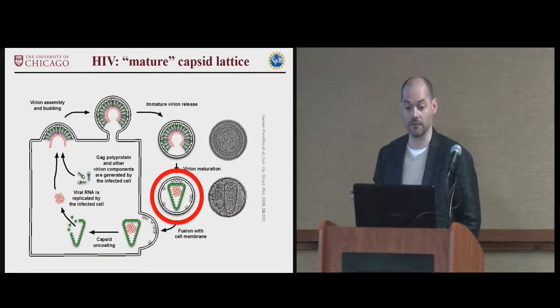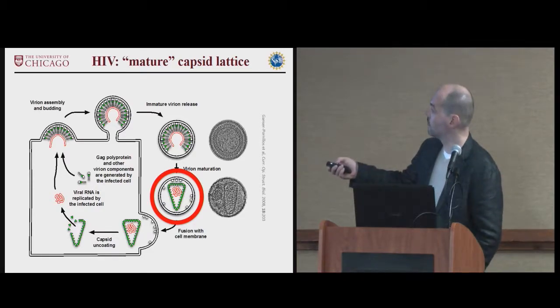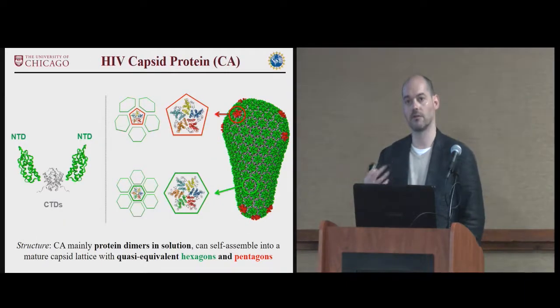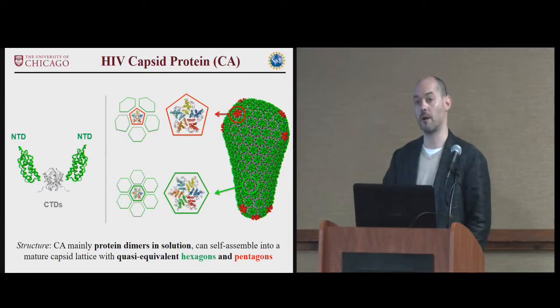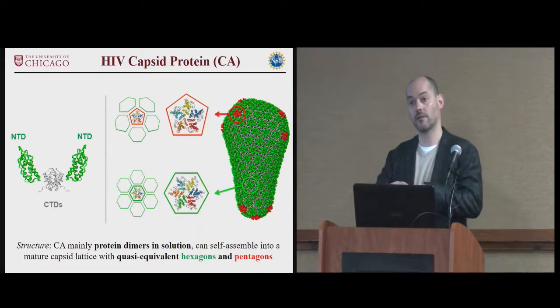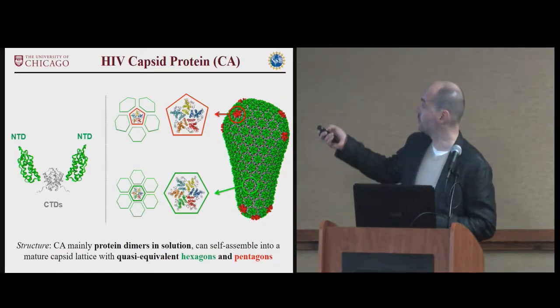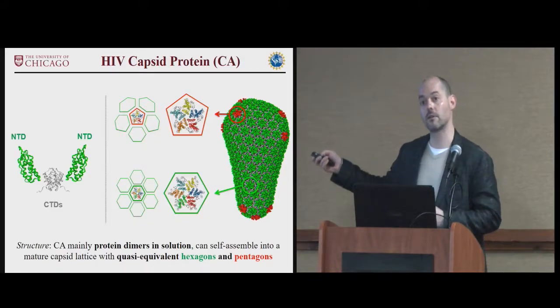Another part of the viral life cycle of HIV that we're interested in is the formation of this so-called capsid structure, which is this cone-shaped green thing here. And this, again, is an example of self-assembly. We have many copies of a dimeric protein in solution, and these pack together in a very specific way to assemble these structures that are composed of both hexagons and pentagons.